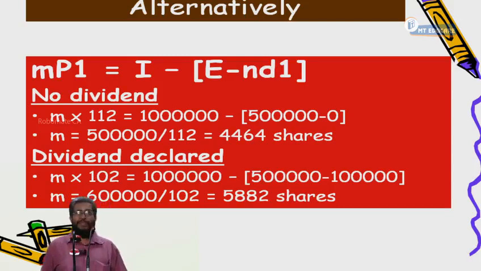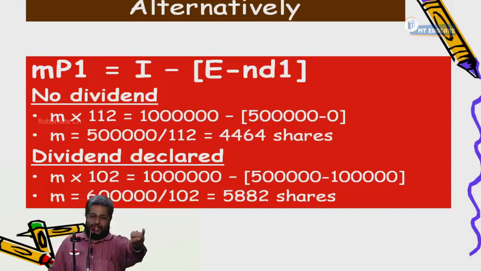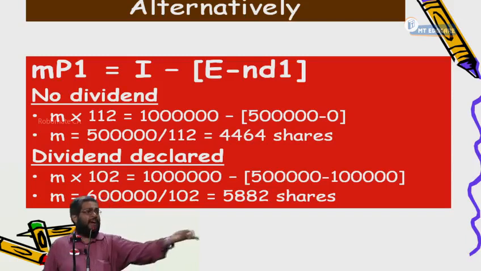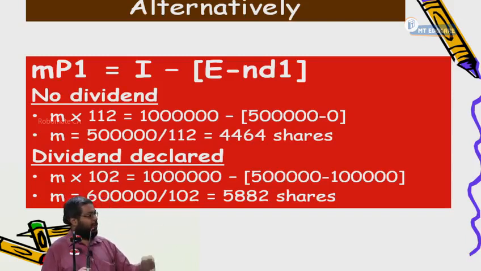Write down. The problem is over. They asked 3 questions: share price at year end with no dividend, with dividend, and the number of shares to be issued. The problem is over. Okay, write down.